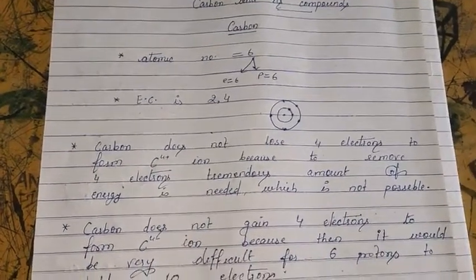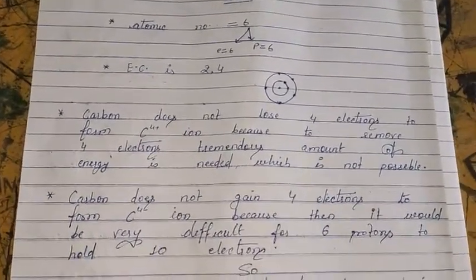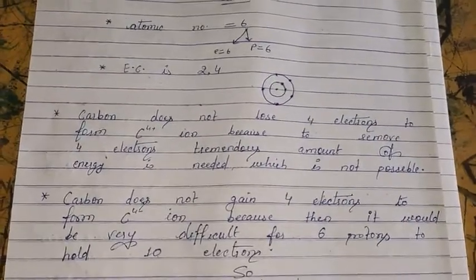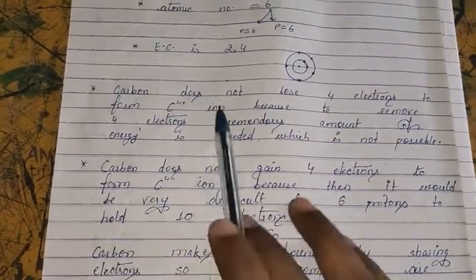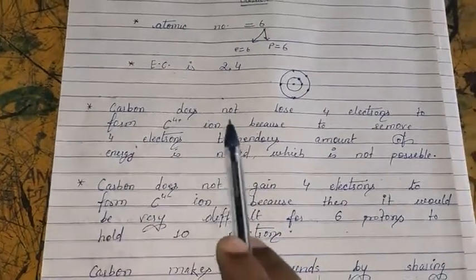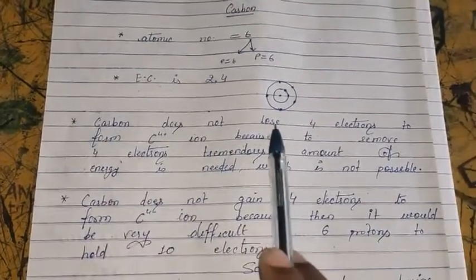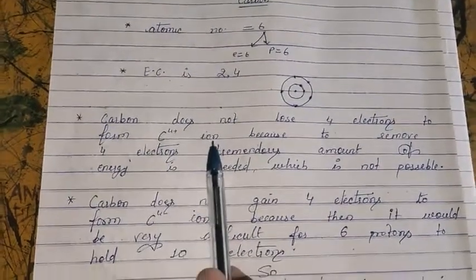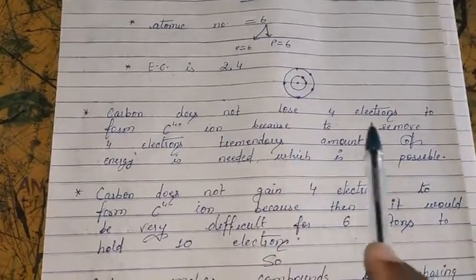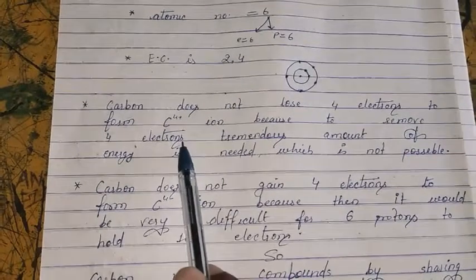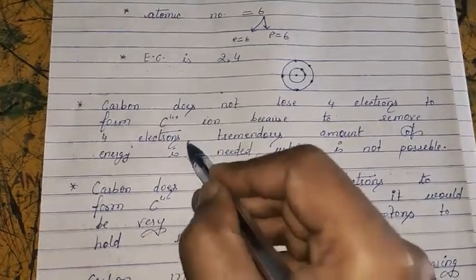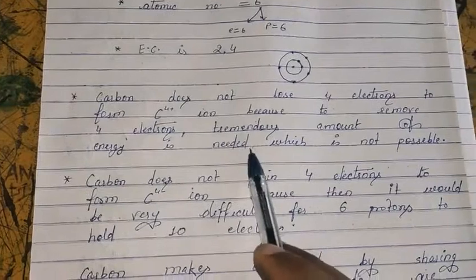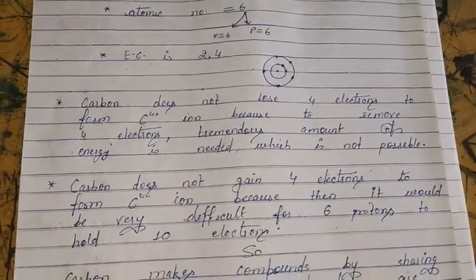Carbon only forms covalent compounds. It does not form ionic compound because of 2 reasons. The first reason is that carbon does not lose 4 electrons to form C4+ ion, because to remove 4 electrons, tremendous amount of energy is needed, which is not possible.